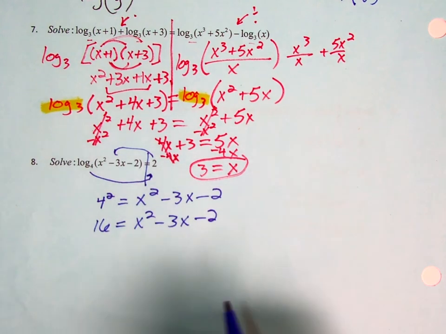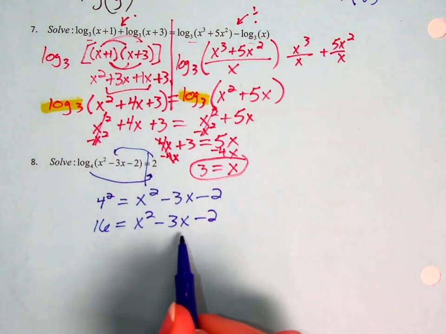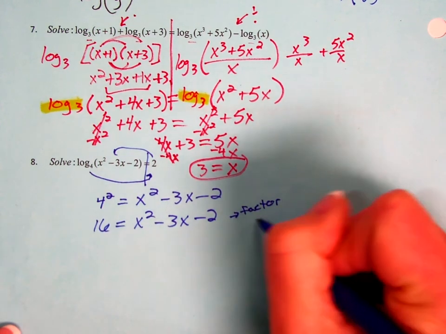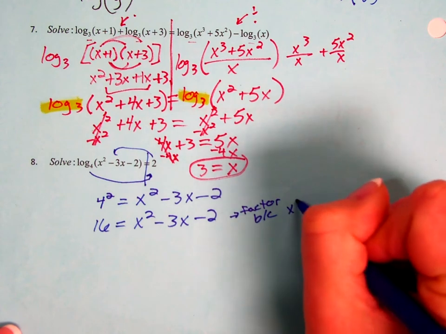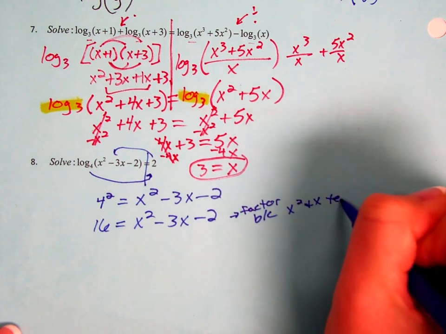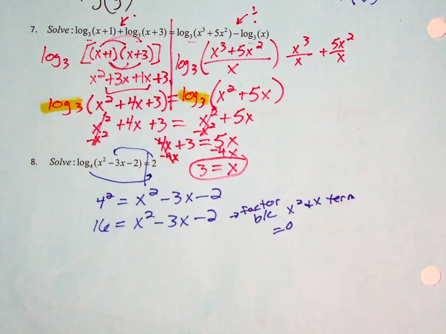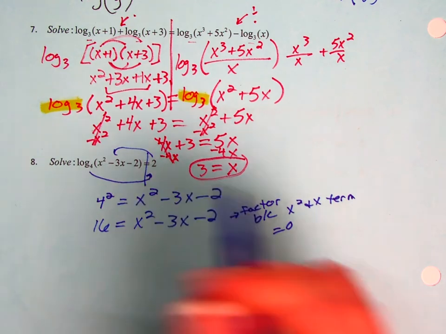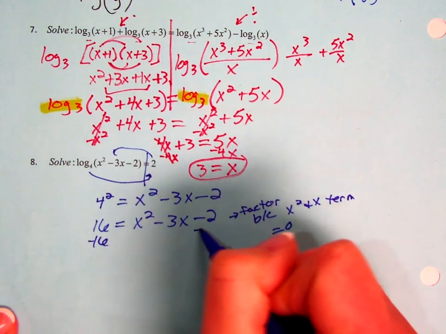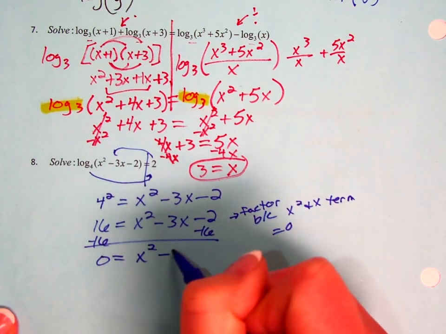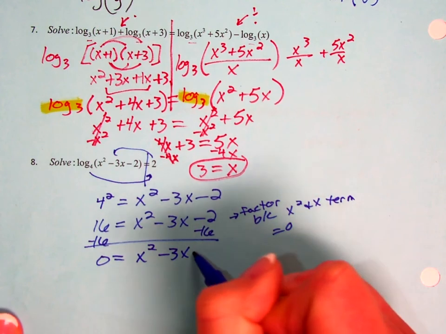And now again, since we have an x squared term and an x term, we're going to have to solve by factoring. So we're factoring because there's an x squared and x term. So that tells me I have to get it equal to 0. Right? So if I get that equal to 0, the way to do that would be to subtract 16. So we'd have 0 equals x squared minus 3x minus 18.